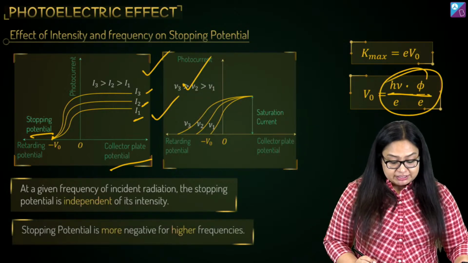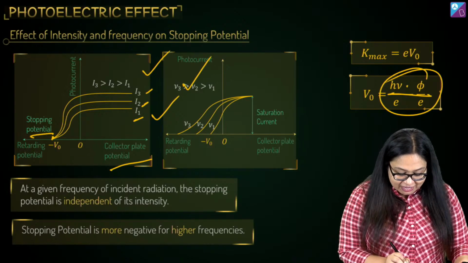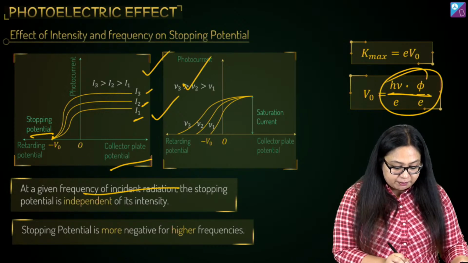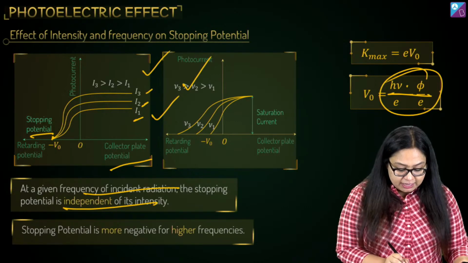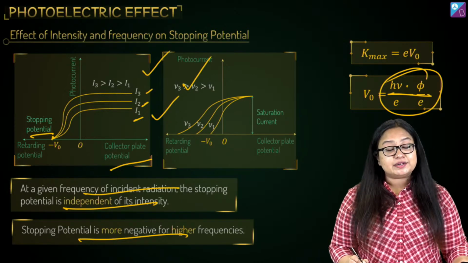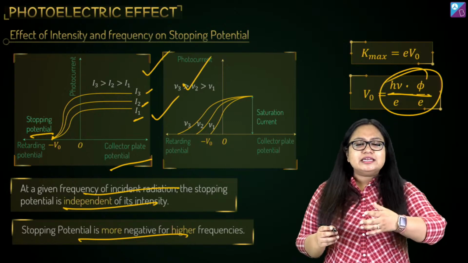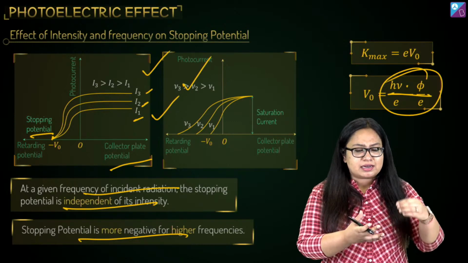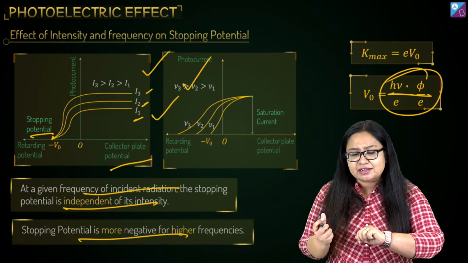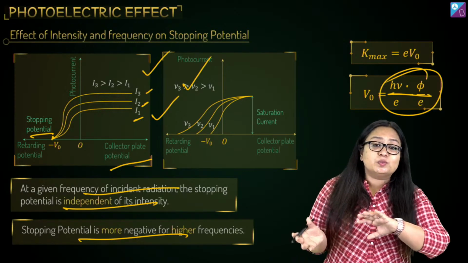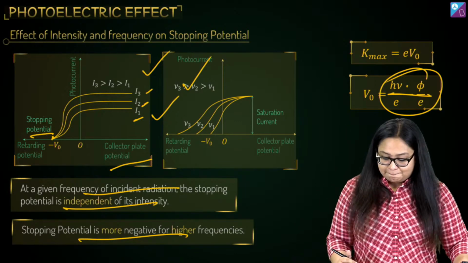Now that we've understood this, let's understand more. At a given frequency of incident radiation, the stopping potential is independent of its intensity. That's what we talked about right now. And stopping potential is more negative for higher frequencies. Of course, the higher the initial kinetic energy of the electron that got ejected, the more negative potential you will have to apply, right? That's about it. Okay.